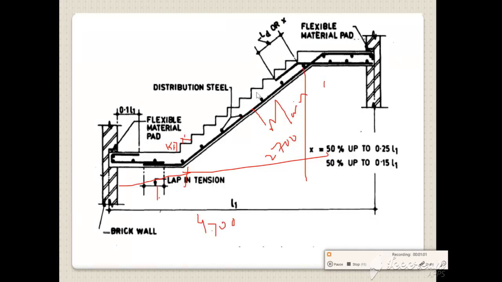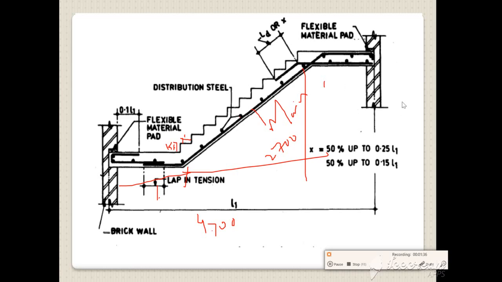So this is a typical detailing of your staircase, dog-legged staircase. This is your riser, this is your tread. This is the width of your flight, this is your first step. The wall thickness we have assumed is 200 mm. This is your mid landing, which is 1 meter wide. The total length along this direction is 4.7 as provided by the problem.